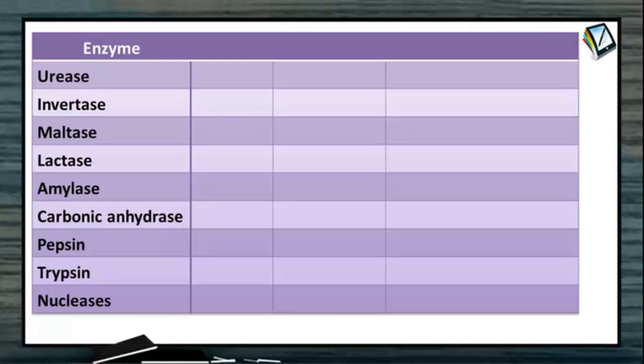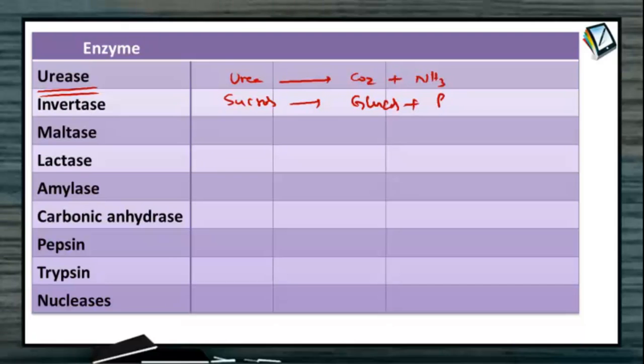Now you can see other examples in the table. Urease is an enzyme used to convert urea to carbon dioxide and ammonia. And invertase, we have already discussed: sucrose converts to glucose plus fructose in the presence of invertase.